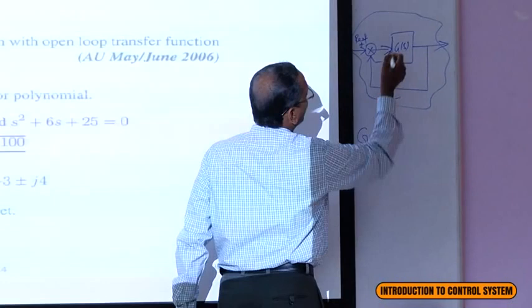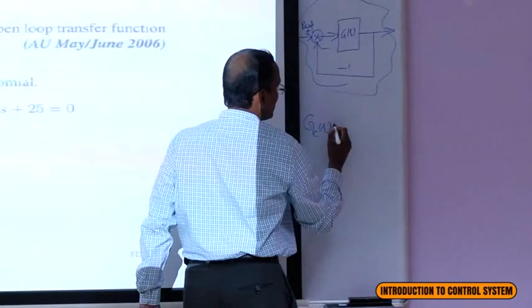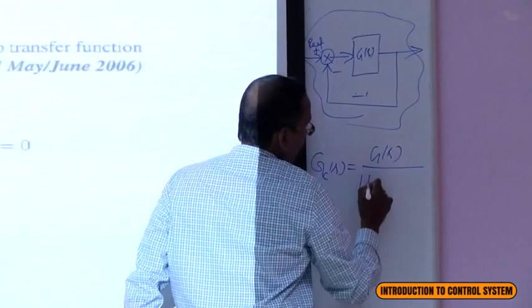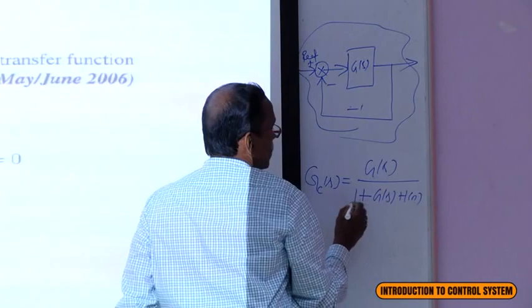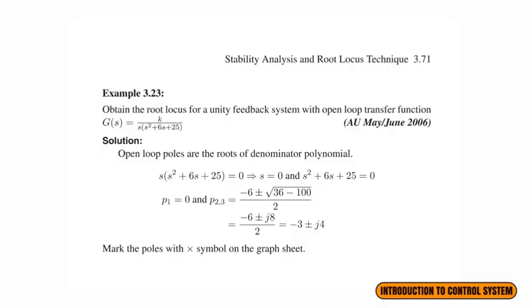If I simplify this in block diagram reduction, you might have seen the 7th rule of block diagram reduction. GC of S is G of S, that is open loop transfer function, divided by 1 plus G of S H of S. So here, G has some K. If I take that K outside, you are writing K here also. So K becomes part of the denominator. That's why the roots of the denominator are the poles of the system.